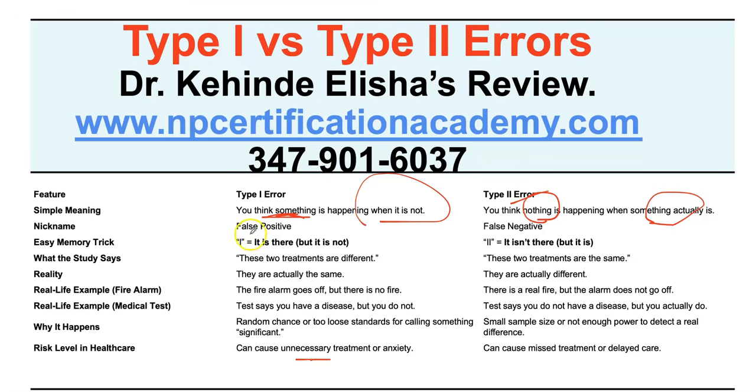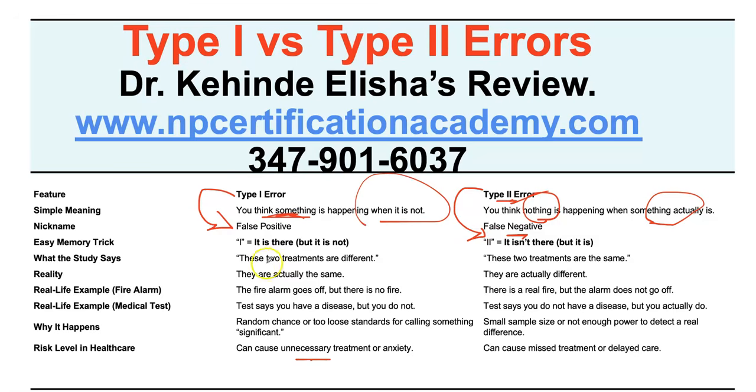So now, what else can we call type 1 error? We can also call type 1 error false positive. Type 2 error, what else can we call it? We're going to call it false negative. A false negative is bad. They're both bad, but the degree of type 2 error can be really costly, right?